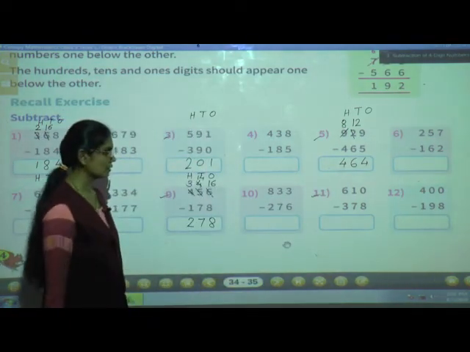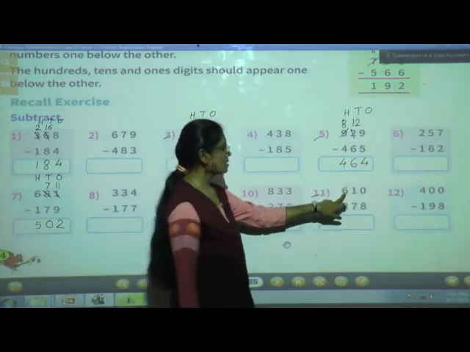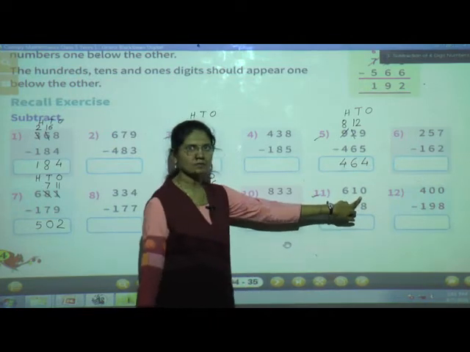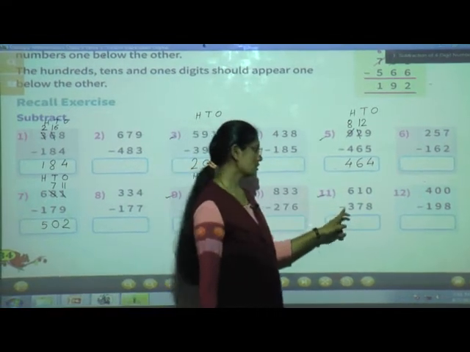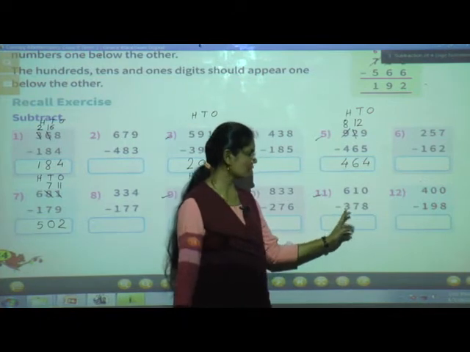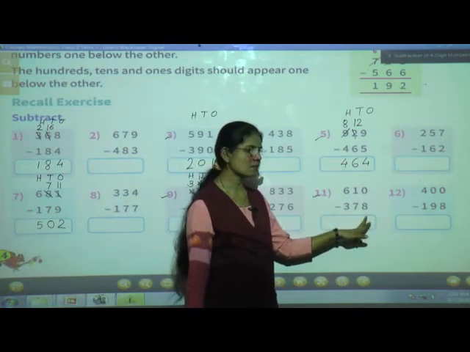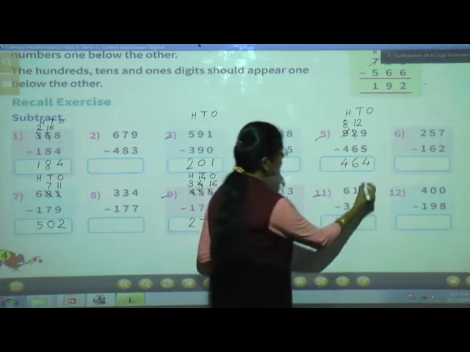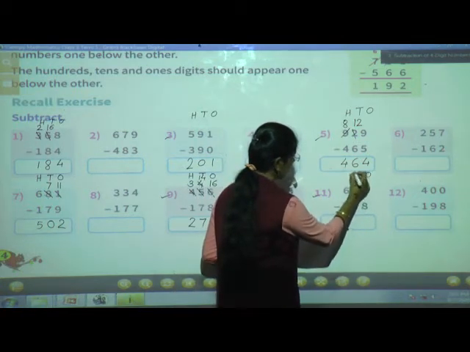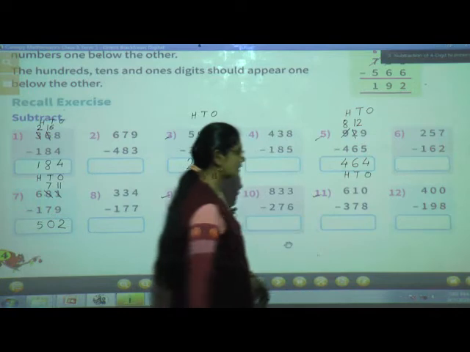See the 11th one. First number is 610. This is a 3-digit number, and the other number is also a 3-digit number, 378. 610 minus 378. First of all, write their places. Ones, this is tens place and this is hundreds place.